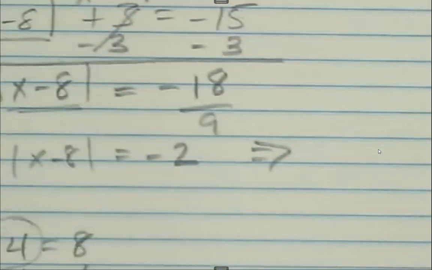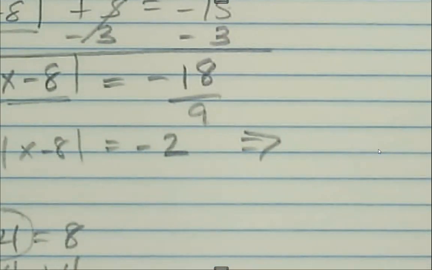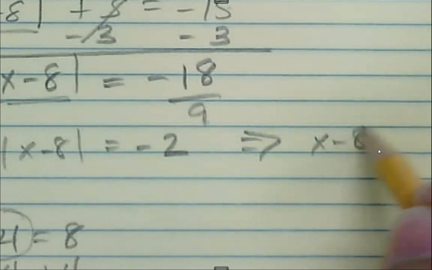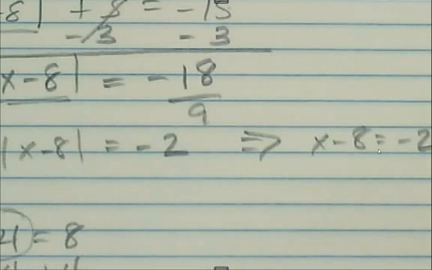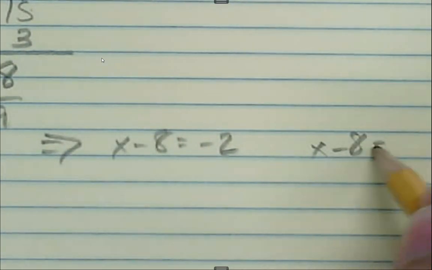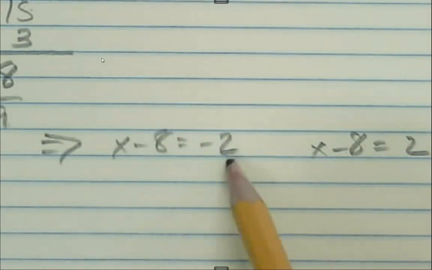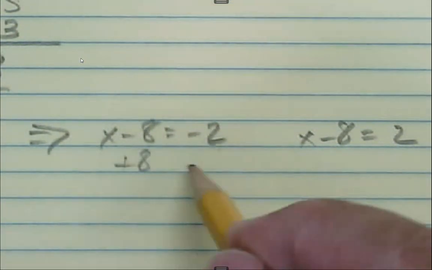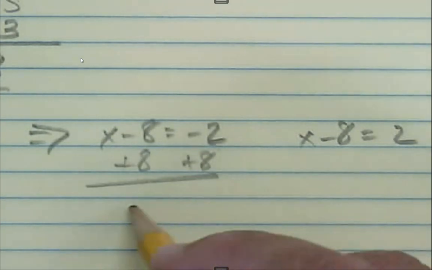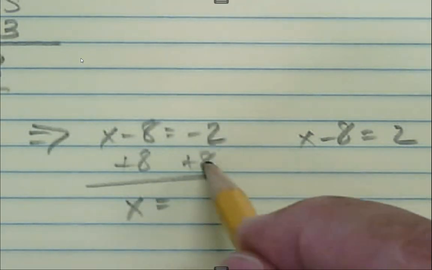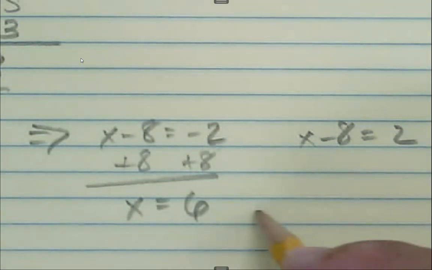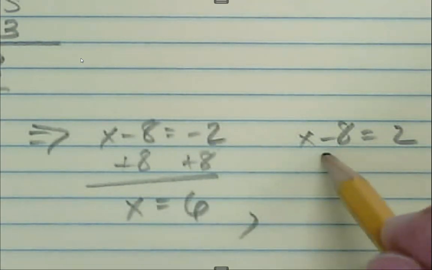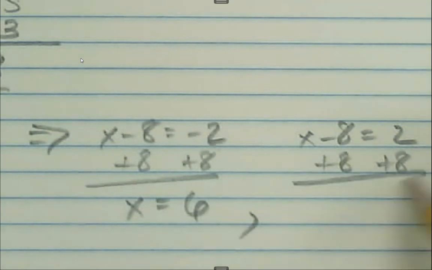I'm going to move this work over here now since I used my space. I'm going to have x minus 8 equals negative 2. And you guessed it, I'm going to have x minus 8 equals 2. Just the opposite of what this one was. So now I just solve my two equations and I'm done. Add 8 on both sides. x equals negative 2 plus 8 is a positive 6. And over here, I'm going to add 8 to both sides. And 8 plus 2 is 10.